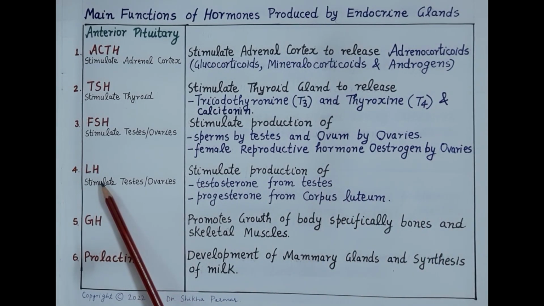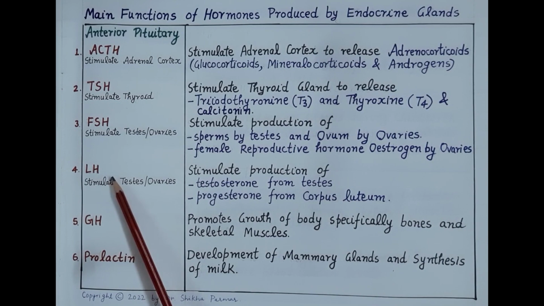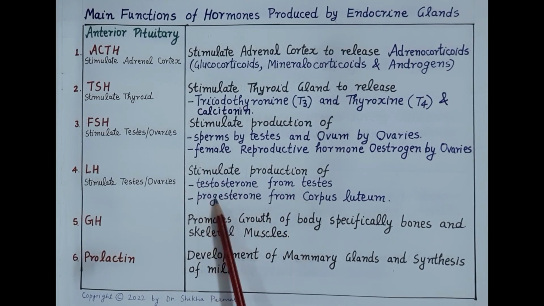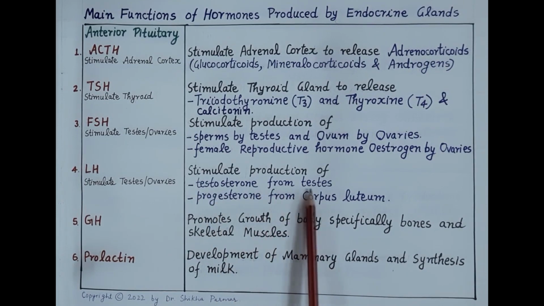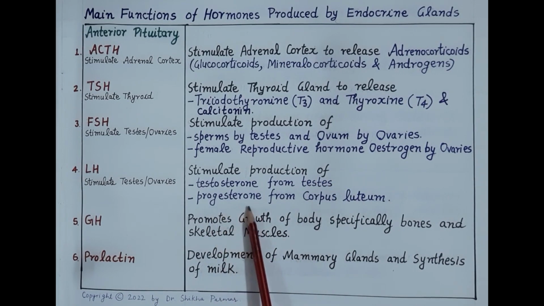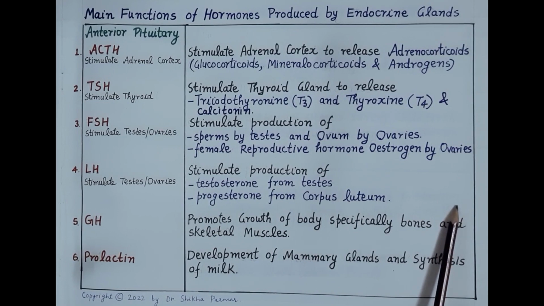Now next tropic hormone released by the anterior pituitary is the LH, that is luteinizing hormone. Now this hormone also stimulates testes and the ovaries. It stimulates the production of testosterone from the testes in male, and it also stimulates production of progesterone from corpus luteum in the ovaries in the female.